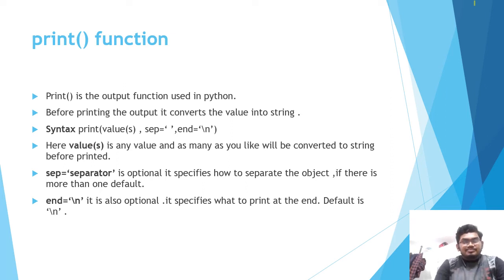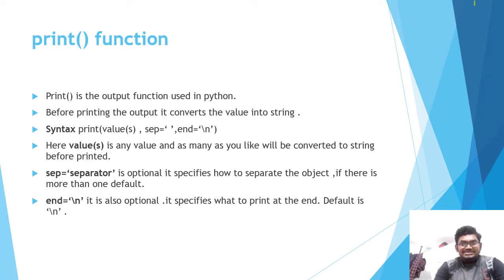Print function. In Python, we use the print function to display output. Before printing the output it converts the value into a string. Whatever value we pass to the print statement, it converts into a string before printing. Syntax: print, open parenthesis, value or values, sep, end. Here value or values is any value, as many as you like, which will be converted to a string before printing.